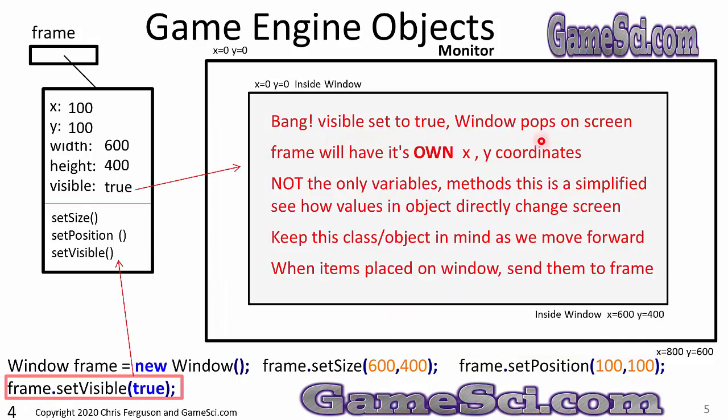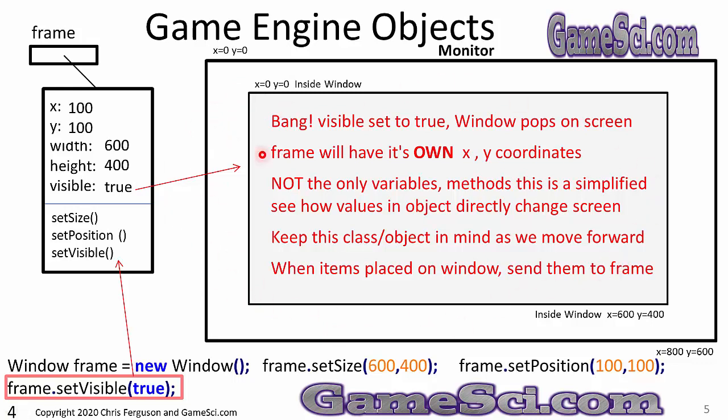The window pops up on the screen. Go to the frame variable. The dot says go inside of it and execute setVisible. Pass it the value true. The value passed to it will be set into the variable, and voila, our window shows up.